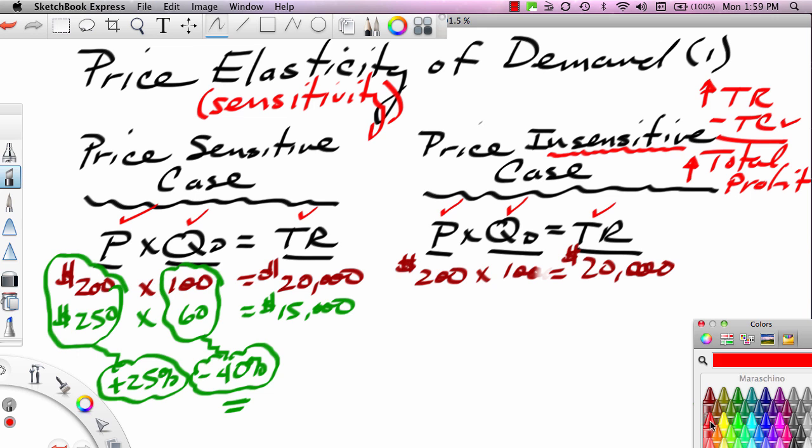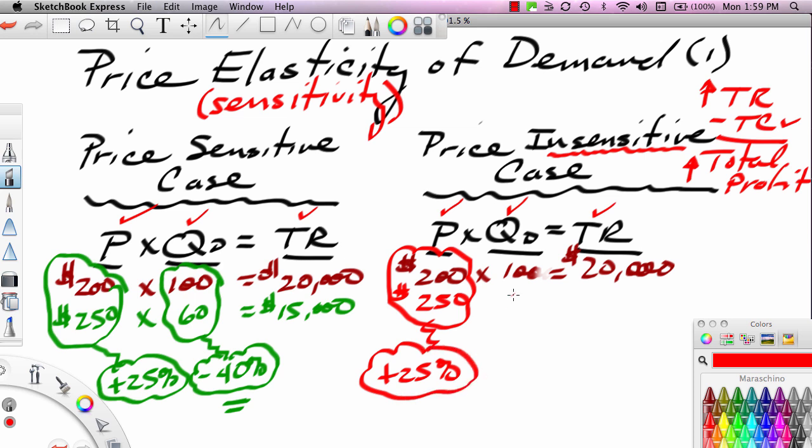Okay, let's go ahead and do the other side of this. Suppose that business people raise their price from 200 to 250 again. Well, again, this is a 25% increase in price. But suppose that sales only drop to 90. Well, this is a very small decrease in sales. In fact, if you calculate it, it's a minus 10 over 100. It's 10%. So sales only dropped 10%.